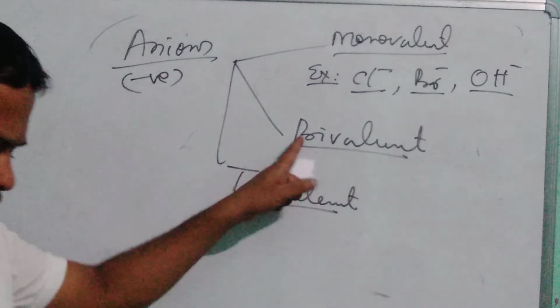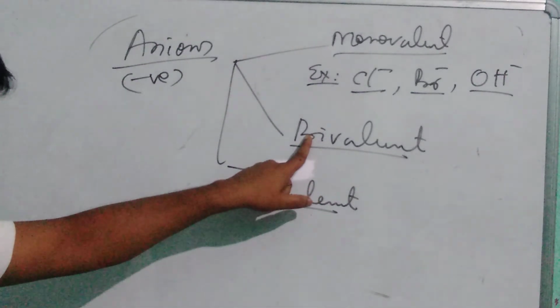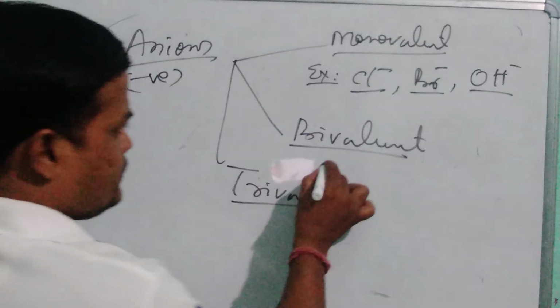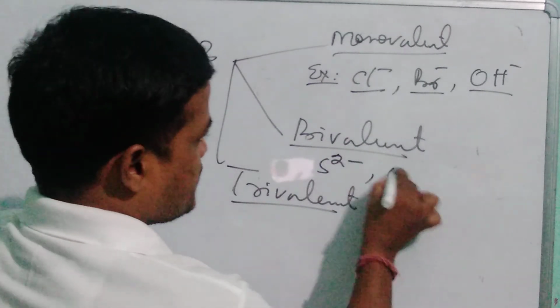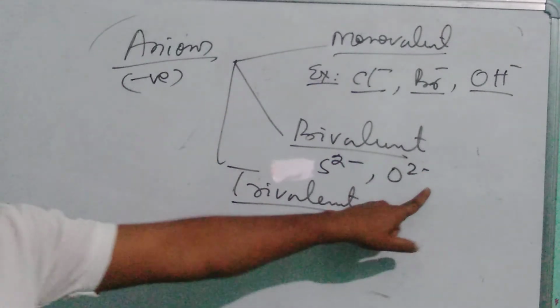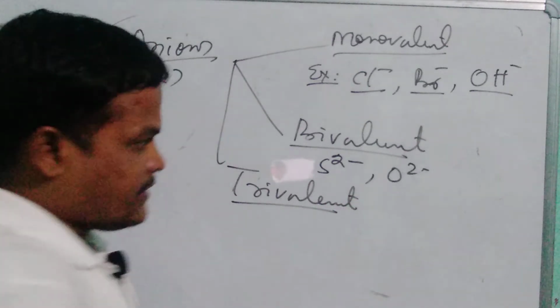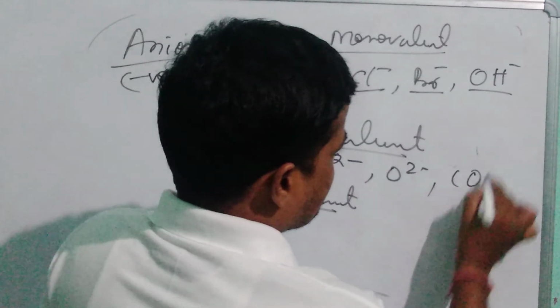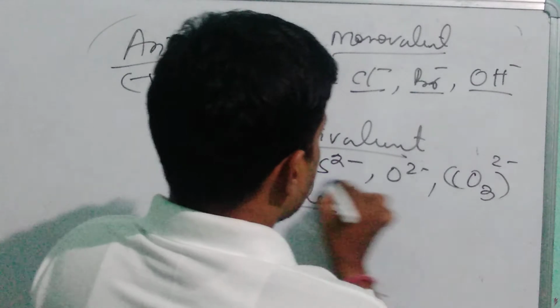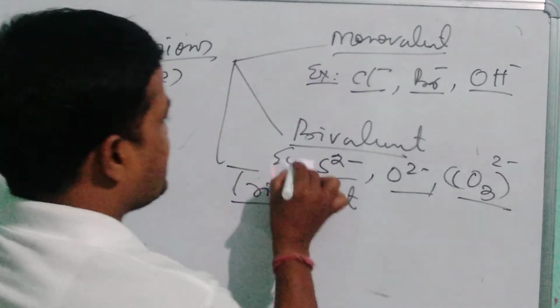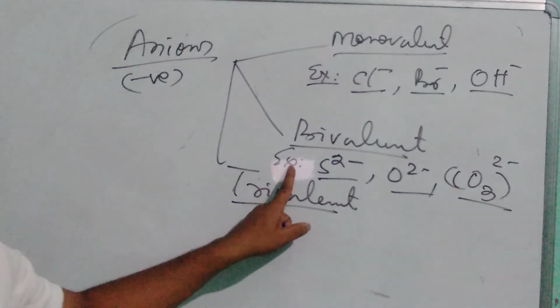Next come to bivalent ions. Bivalent, we can say sulfur 2 minus, oxygen 2 minus, negative charges. Carbonate ions are also negative charges. So these are called bivalent ions.